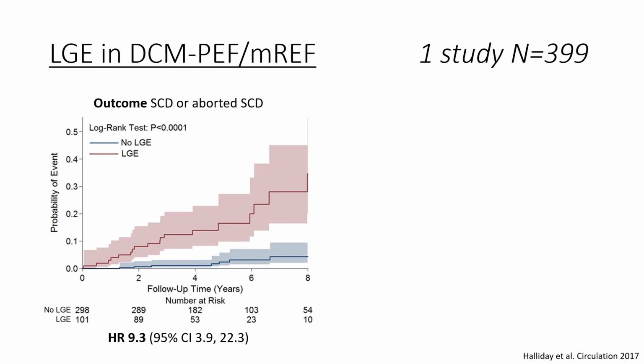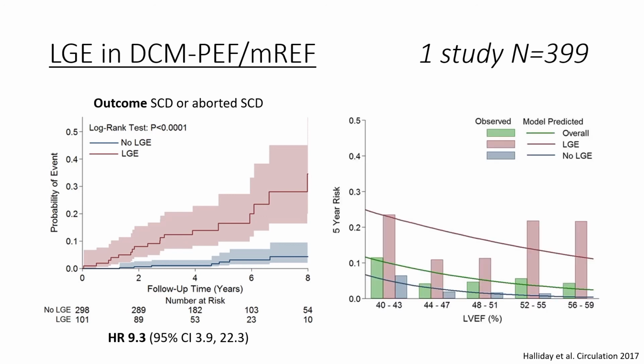Interestingly, in this study, they looked at patients with dilated cardiomyopathy that had either preserved or minimally reduced ejection fraction. LGE turned out to identify a subset of these patients who otherwise would not have qualified for defibrillators that had a high likelihood of sudden cardiac death or aborted sudden cardiac death. These patients were distributed fairly evenly among the low 40s ejection fractions to even the 50s, with a non-negligible risk of sudden death or aborted sudden death, even among these normal ejection fraction patients that had evidence of LGE.